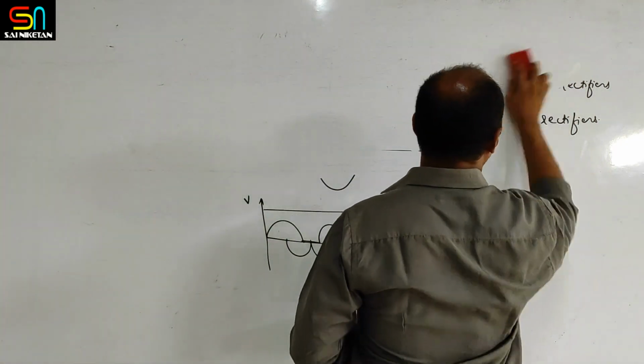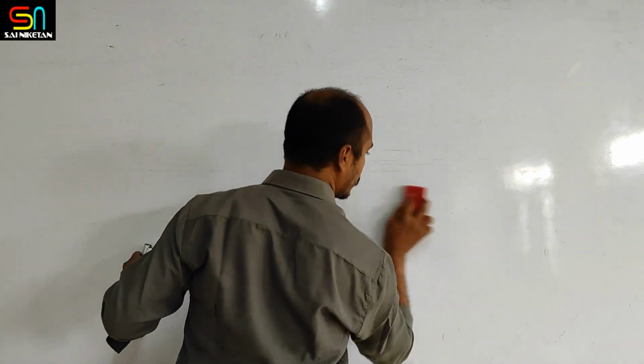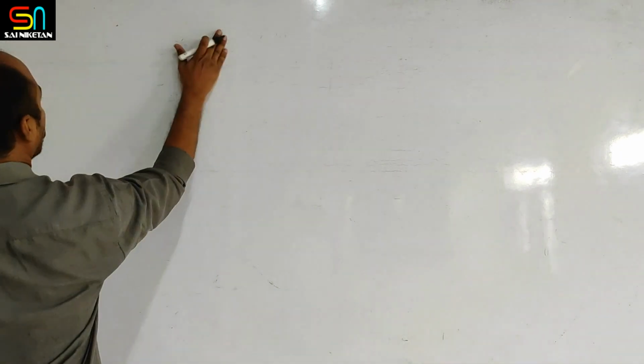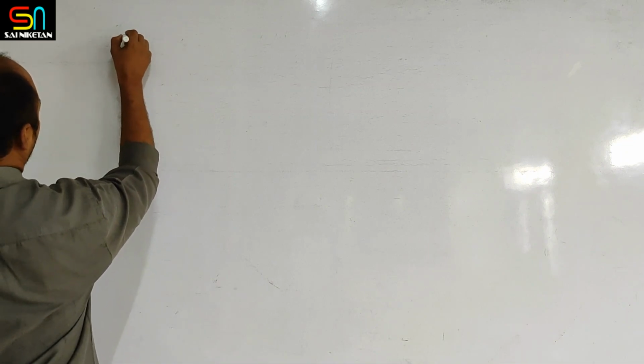So half wave rectifier, it is a rectifier which gives an output for only half cycle of alternate current.